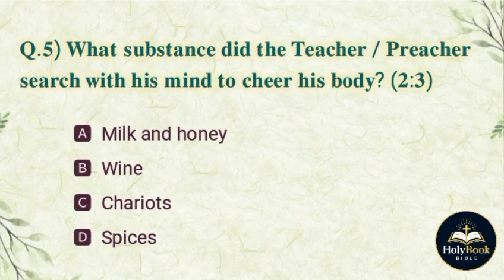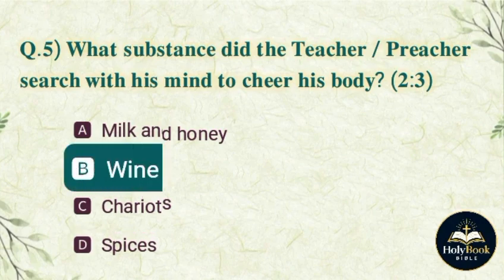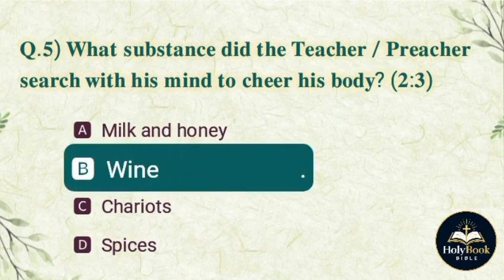Question. What substance did the teacher search with his mind to cheer his body? Options. A. Milk and honey. B. Wine. C. Chariots. D. Spices. The correct answer is option B. Wine.